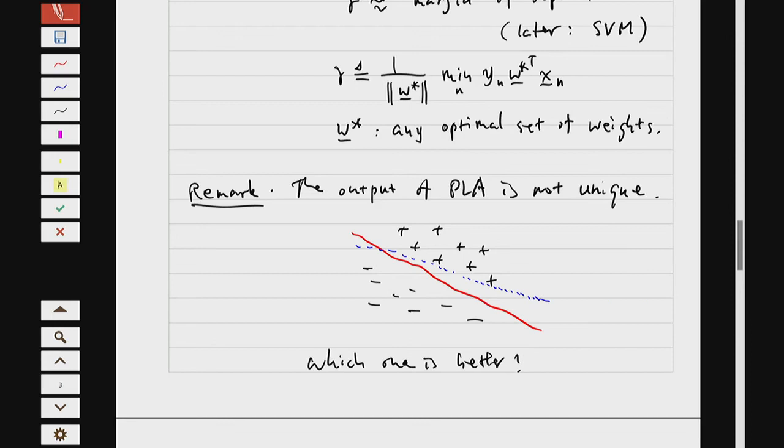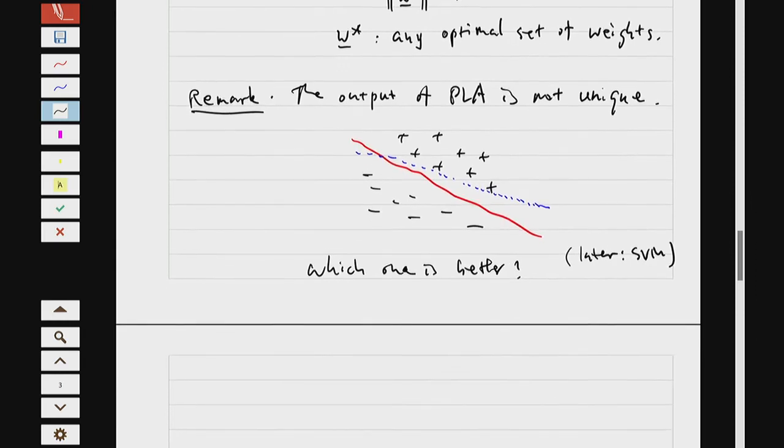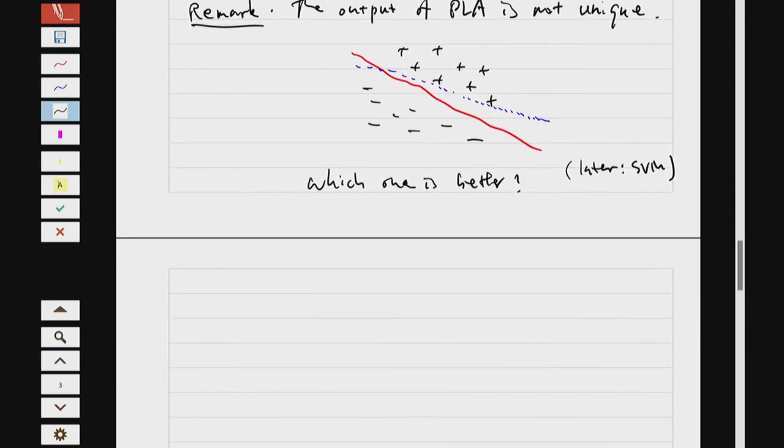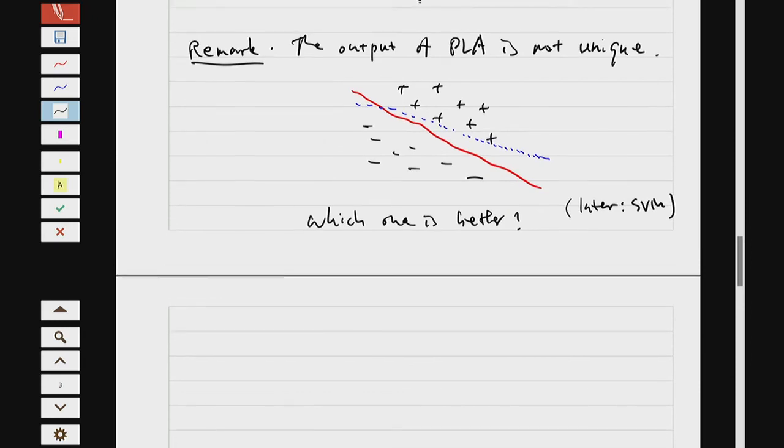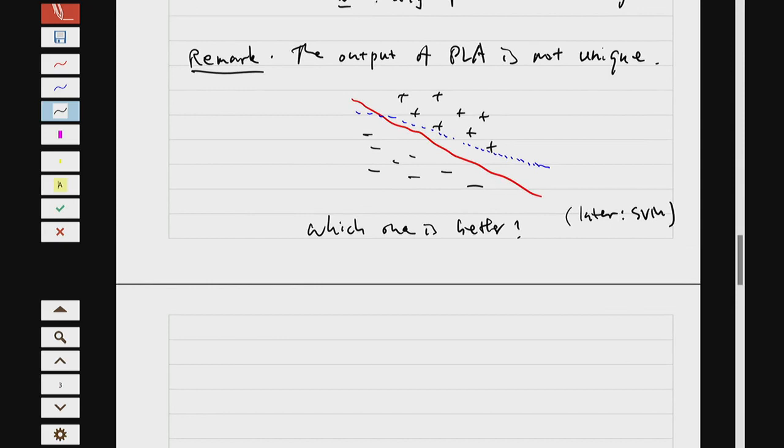That's another story that we will go through again later when we talk about SVM. For now, we don't care. For now, we just say, yeah, any line is as good as the other for the training E_in. Okay, everything comprehensible so far?